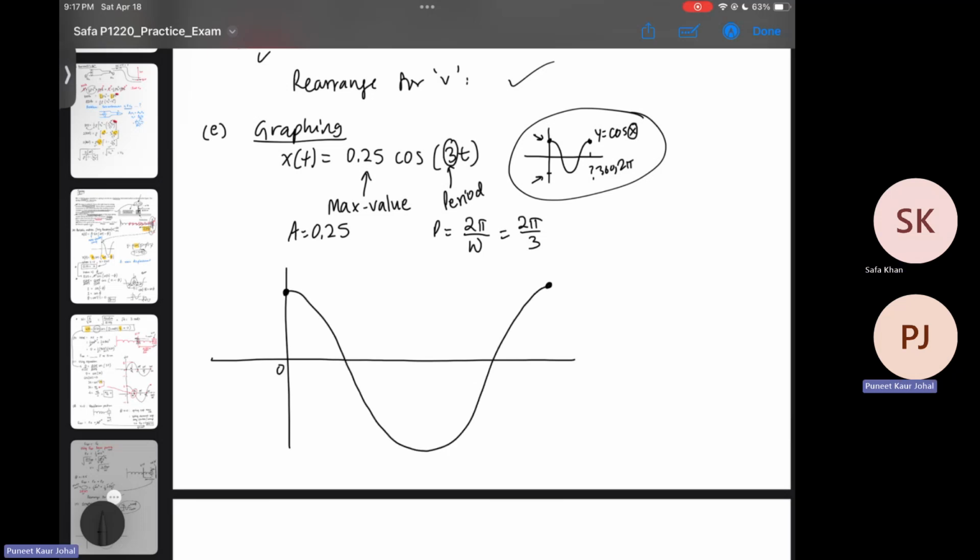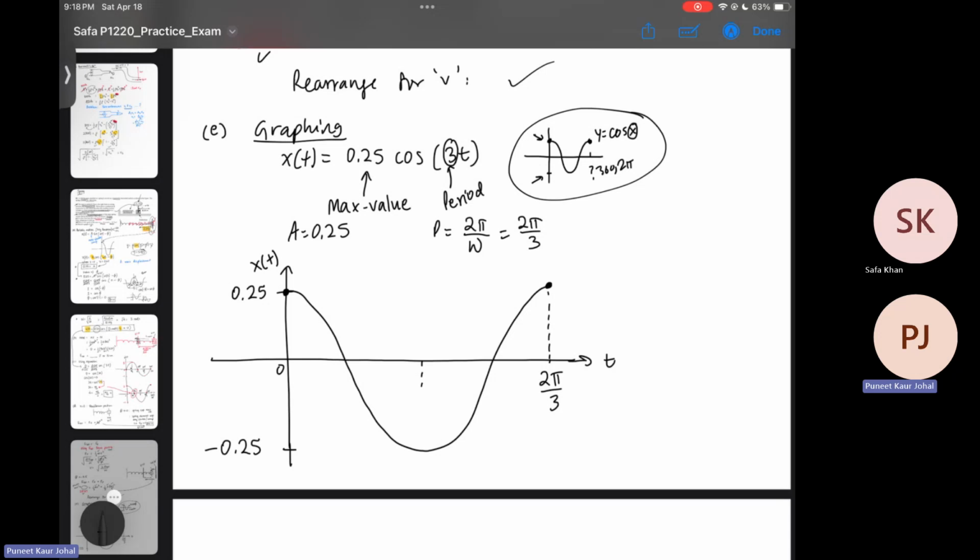And then just say this is going to be 0.25. So if that is 0.25, then this is going to be negative 0.25, right? Yeah. And the period, instead of 2 pi, this is 2 pi over 3. Yes? Yeah. Good. And then you can put x(t) here, you can put t here.